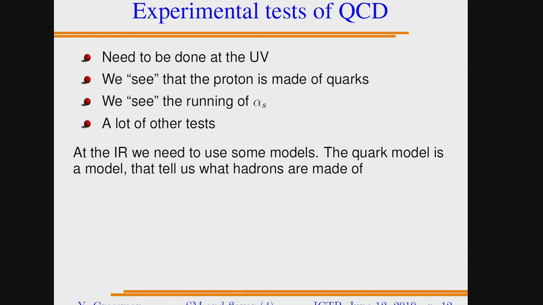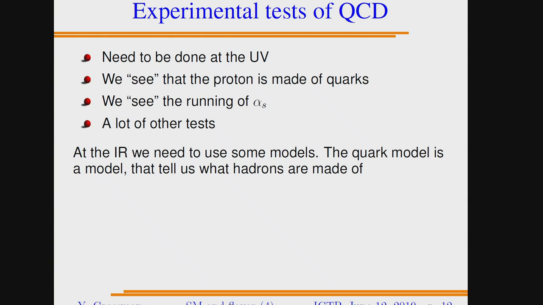Okay? And we see the running of alpha S. So this phenomenon that I was telling you about, alpha S, you can see. You can actually measure the coupling constant at the Z pole, and at the Z pole, you get alpha S equal to 0.11. And you can also measure alpha strong at the tau, in tau decay, and then you get 0.34, okay? It's a factor of three different.